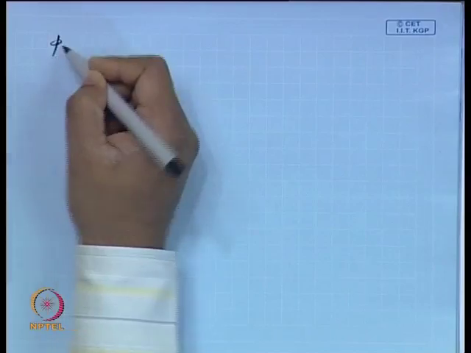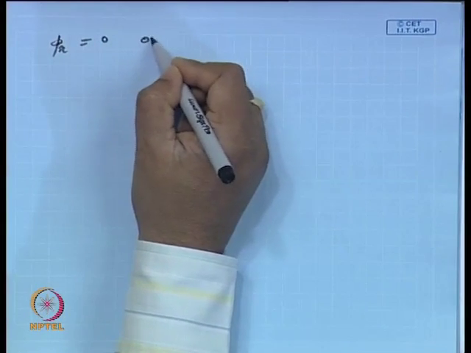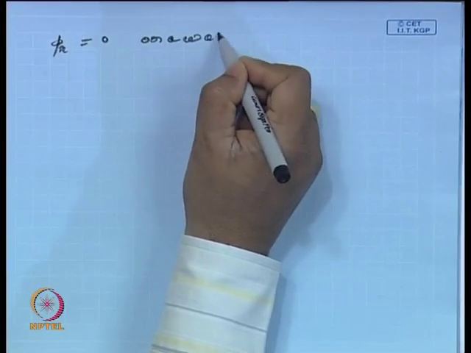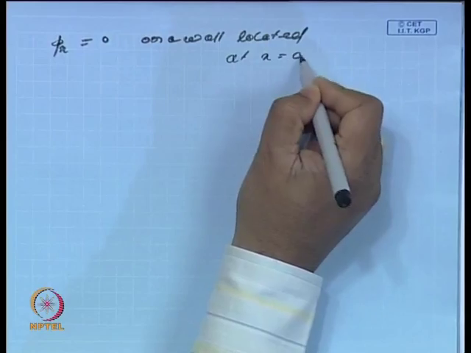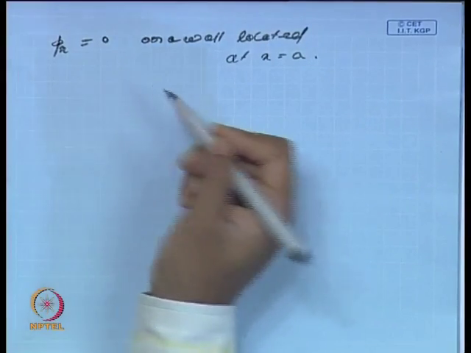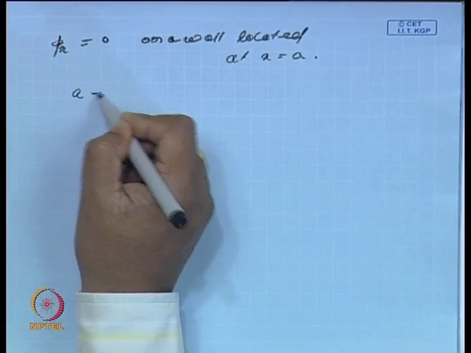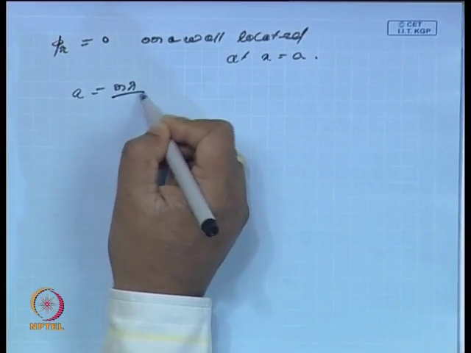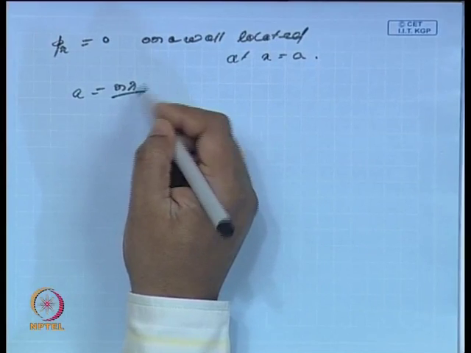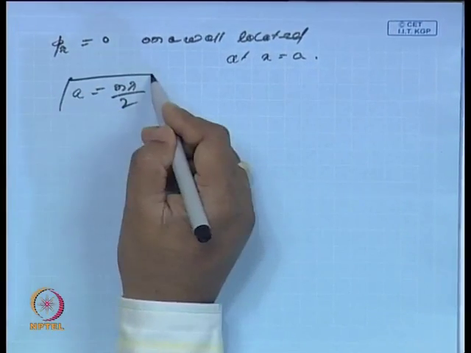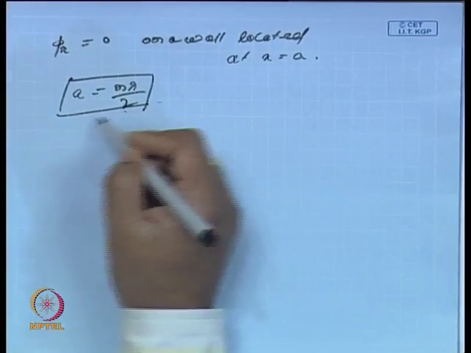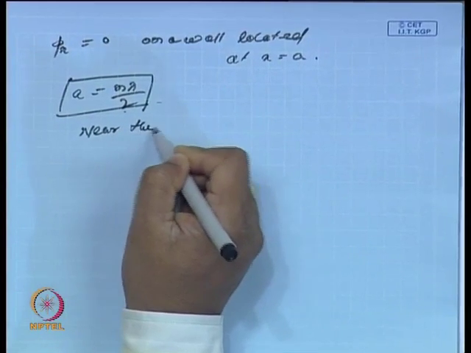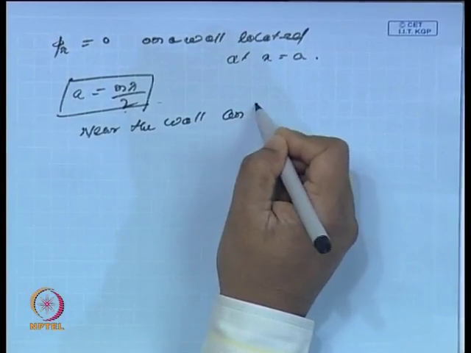And we have seen that on a wall, if phi x is 0 on a wall located at x is equal to a, then we have seen that a will be n lambda by 2. And because these are standing waves, near the wall an antinode will be formed.